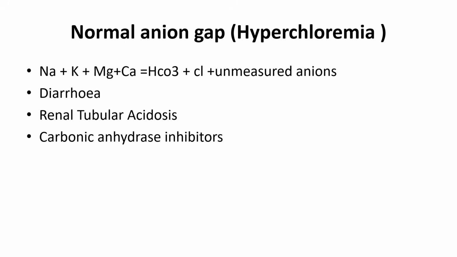But let us think that where there is loss of bicarbonate. So to compensate that, the chloride levels increase. So that's hyperchloremia, and the anion gap will remain normal, which is seen in diarrhea, renal tubular acidosis and carbonic anhydrase inhibitors where bicarbonate is lost.